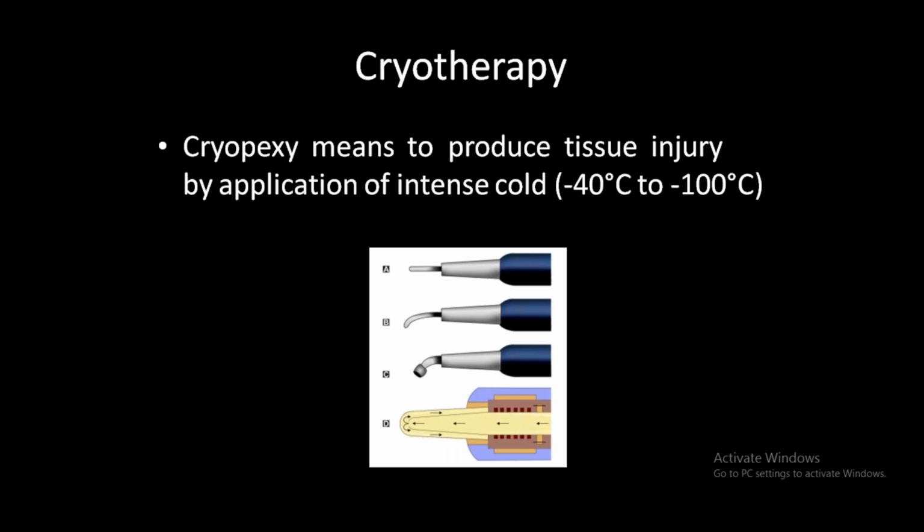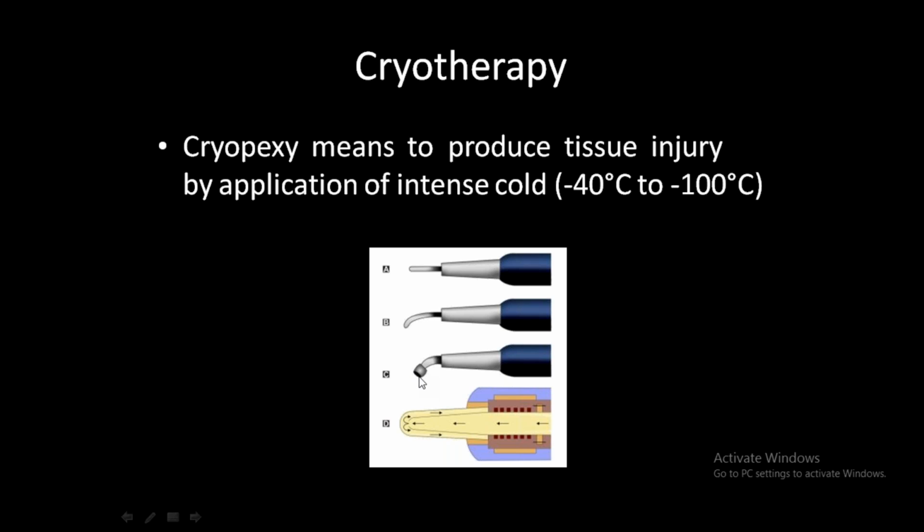So what is the application of this cryotherapy in the eye? You can see there are various types of probes which are used in cryotherapy. These are the different types of probes which have different applications in the eye, based on the probe width you apply in different areas. Earlier, when ICCE was done, they used to hold the lens with the cryo probe and deliver the lens outside through the scleral incision or the limbal incision.